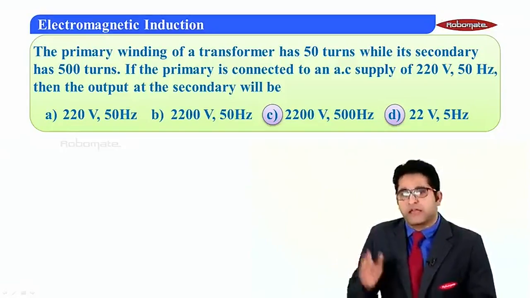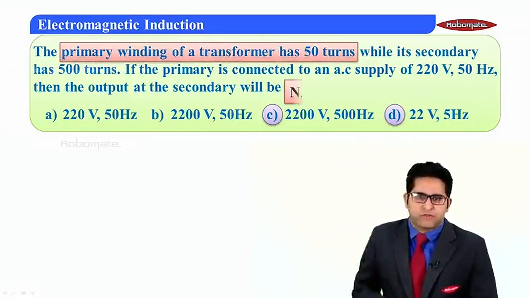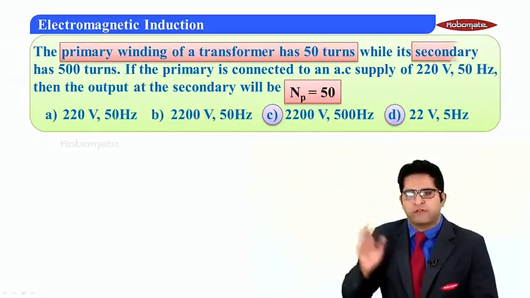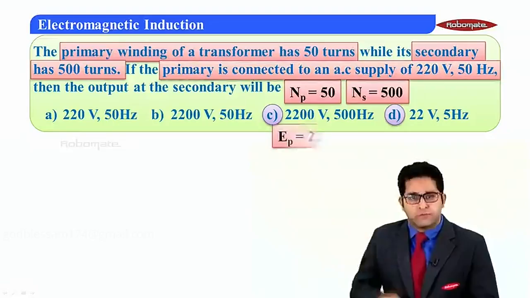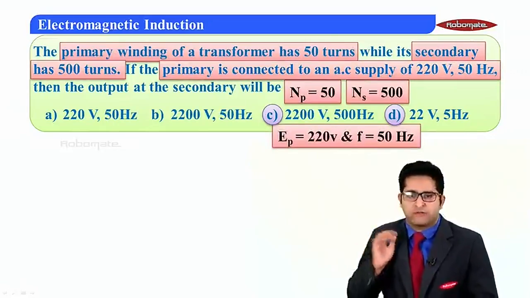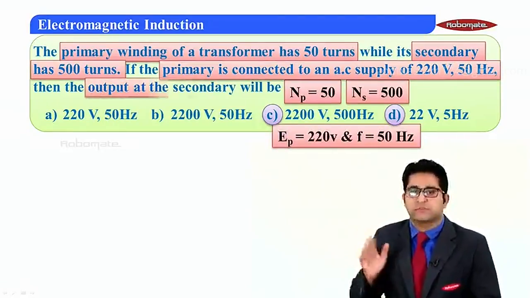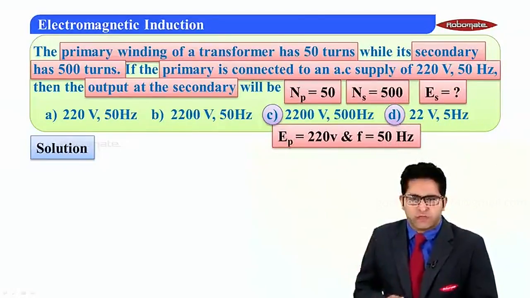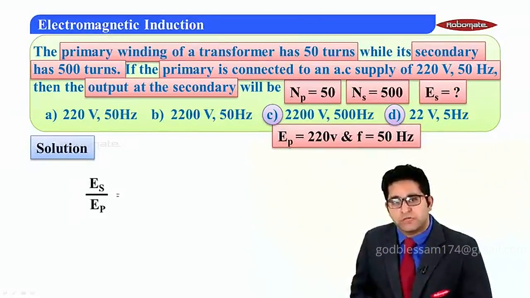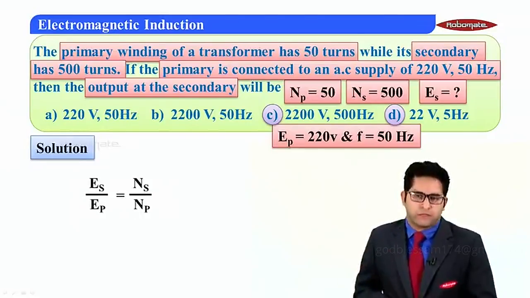Now let us calculate it mathematically. So let us write down the given data. We have NP, we have the value of NS which is equal to 500, we have the value of EP. What is the value? It is 220 volts at 50 hertz, and we are supposed to calculate the value of ES. Now again we'll be using the equation of transformer. What is the basic equation? It is ES upon EP equal to NS upon NP.